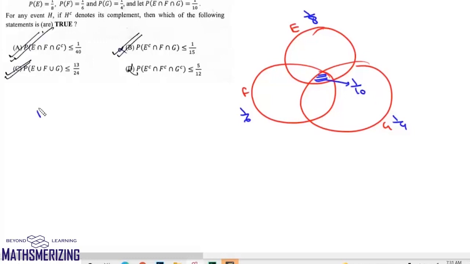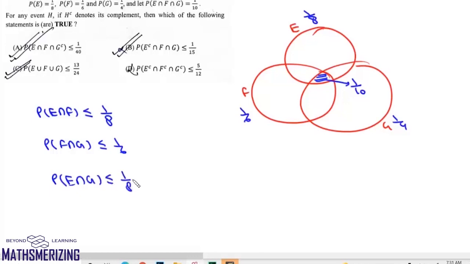Now we know that probability of E intersection F will be less than or equal to the minimum of probability of E and F, and in between E and F the smaller value is 1 by 8, so it will always be less than or equal to 1 by 8. In the same way, probability of F intersection G will be less than or equal to the smaller value between F and G, which is 1 by 6, and in the same way probability of E intersection G will be less than or equal to 1 by 8.